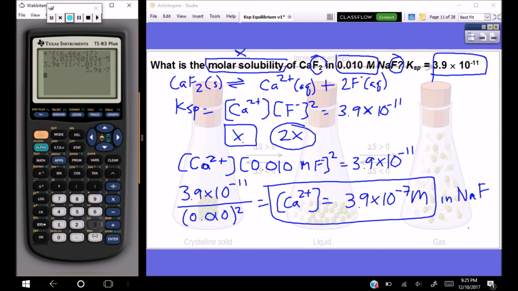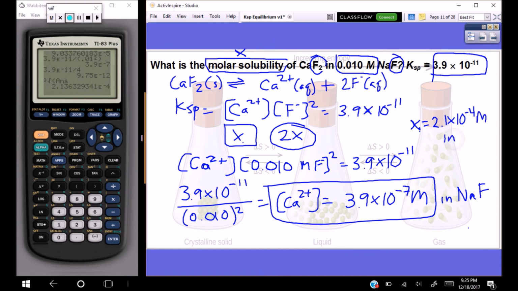So what we're really looking at, we could have been looking at 3.9 times 10 to the negative 11th divided by 4, and then we could have done the cubed root. Okay, cube root of this answer, here we go. And we would end up getting a molar solubility of 2.1 times 10 to the negative 4th molar, and this is in water.